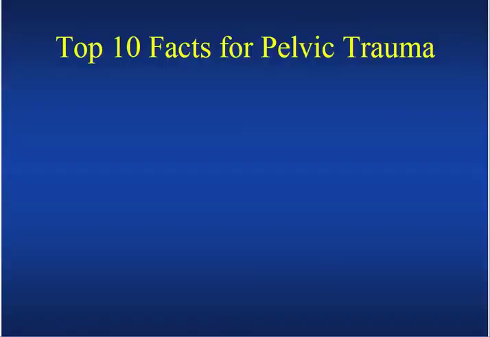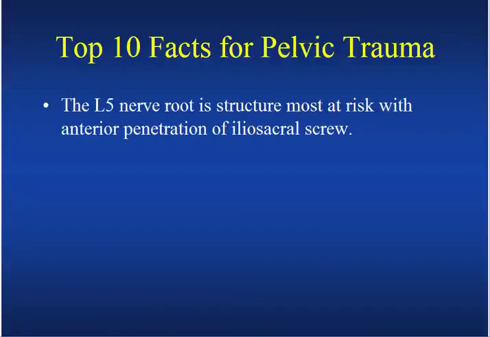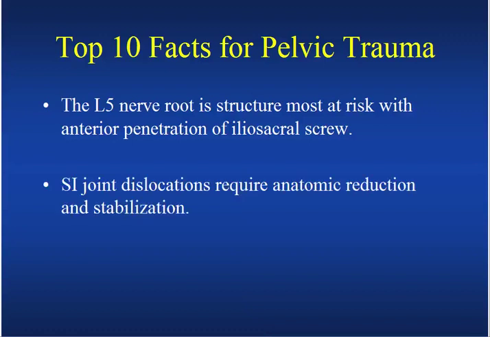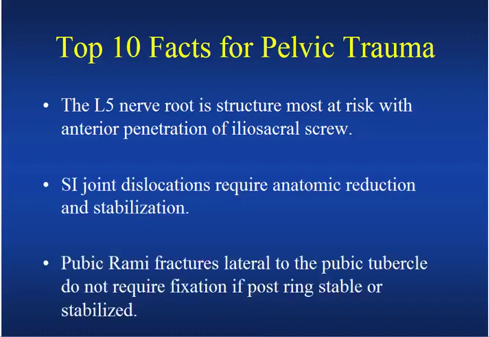The L5 nerve root is the structure most at risk with placement of an iliosacral screw, and again, that's the anterior location of the L5 nerve root, just anterior to the sacral ala. SI joint dislocations, again, require anatomical reduction and stabilization, and pubic rami fractures lateral to the pubic tubercle do not require fixation if the posterior pelvic ring is stable or if some stabilization is performed of it. So you don't really worry about these more lateral rami fractures.